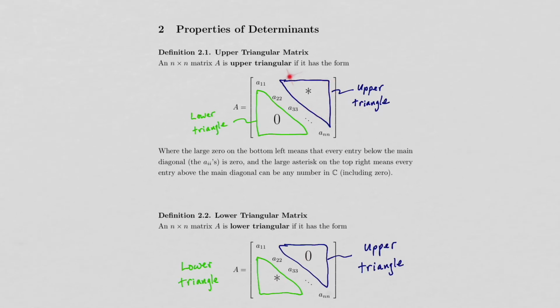These entries here are called the upper triangle. So everything to the right and above the main diagonal is the upper triangle. Everything to the left and below the main diagonal is the lower triangle. Same thing down here. So an upper triangular matrix has any entries you want. These numbers can be anything. The upper triangle can be anything, but the lower triangle is all zeros. So it's a little bit counterintuitive. Upper triangular means the lower triangle has to be all zeros. Lower triangular means the upper triangle has to be all zeros.